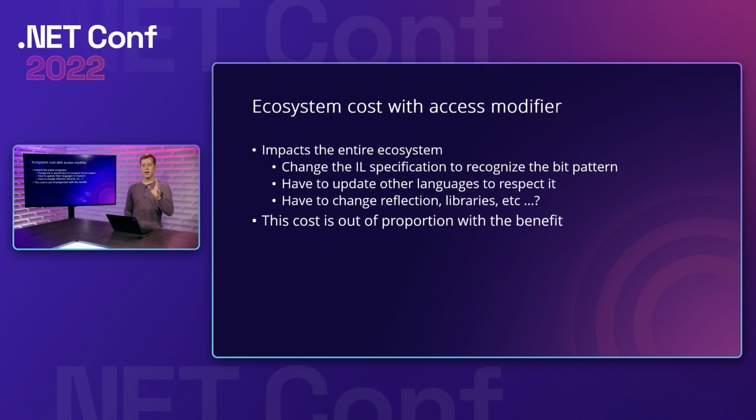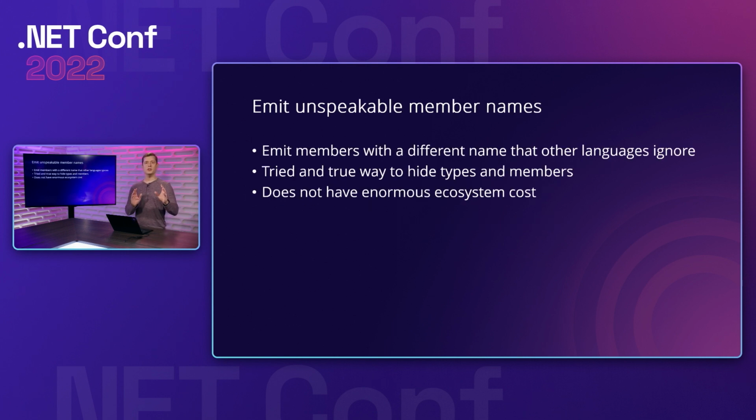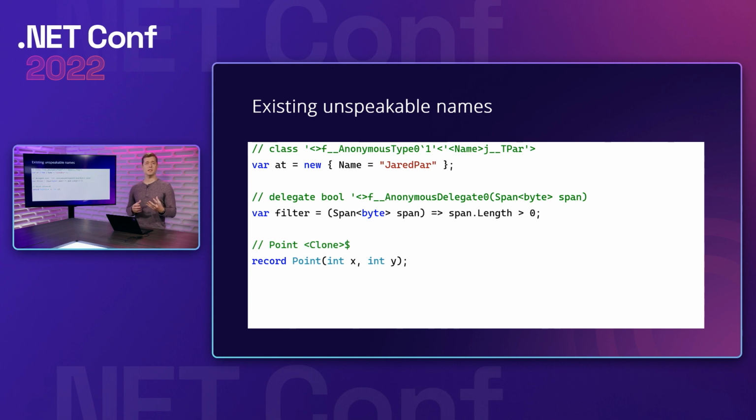But we weren't done. We had another idea up our sleeves. What if we just took those methods and we emitted them with an unspeakable name? An unspeakable name is a technique where when we emit to metadata, we just put funny little characters, usually less than and greater than signs, in the name. And that is a tried and true way for compilers to say, we want to hide this member from other compilers. This does not have the ecosystem cost associated with it. All the compilers recognize this pattern, and it would give us a way to hide these members from other languages without boiling the ocean. And C# does this a lot today.